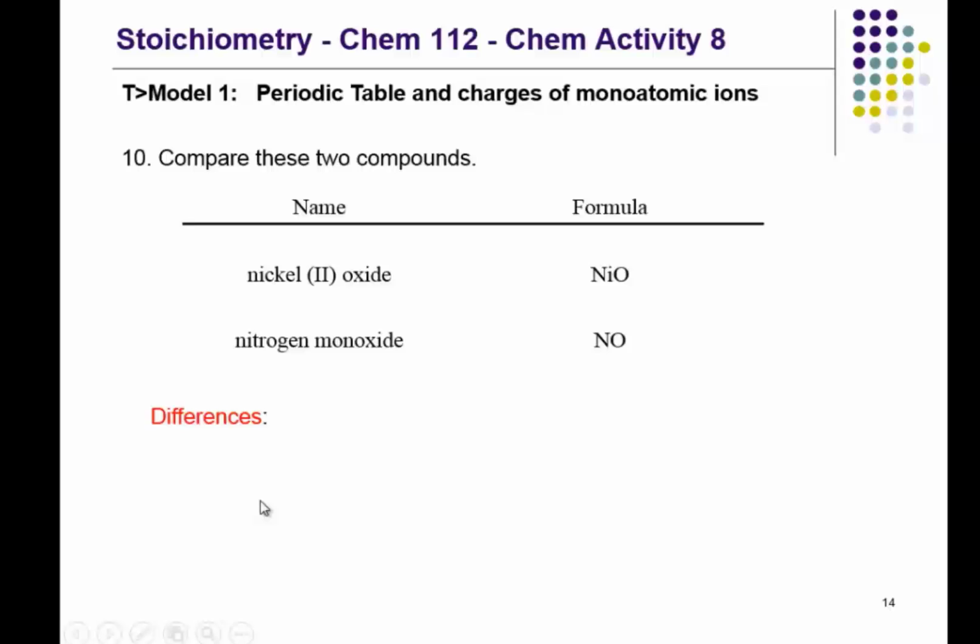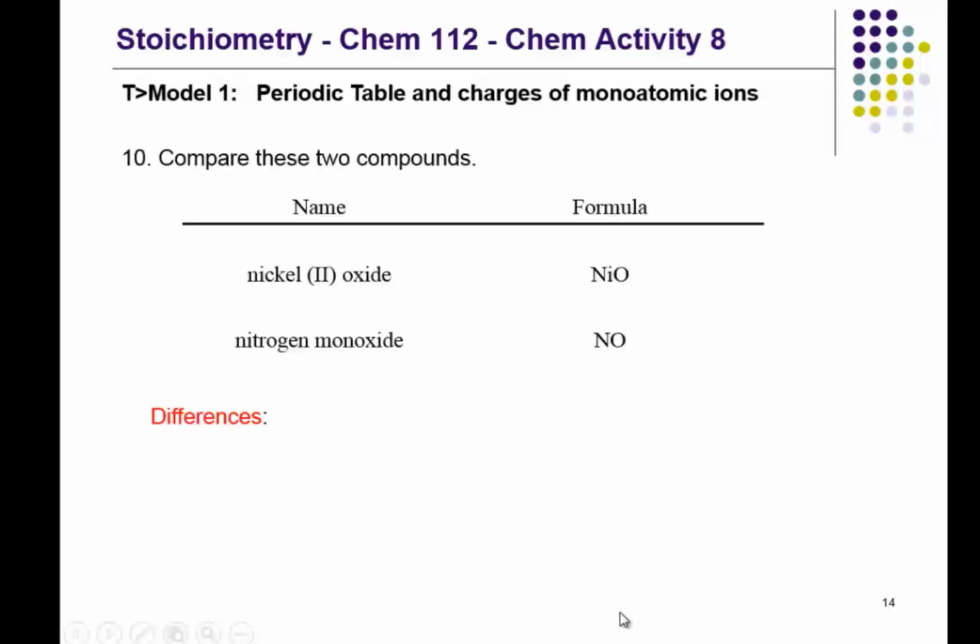Moving on then is the key question number 10, in which we can compare two compounds. We've got nickel 2 oxide and we have nitrogen monoxide. These two compounds have some similarities. For instance, of course both of them are binary. They both consist of two elements. The second element is oxygen, so in both cases the suffix is oxide.